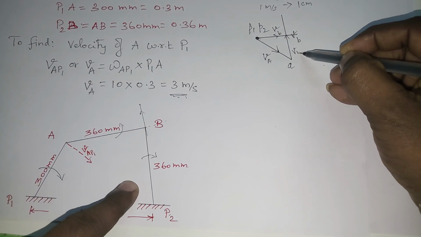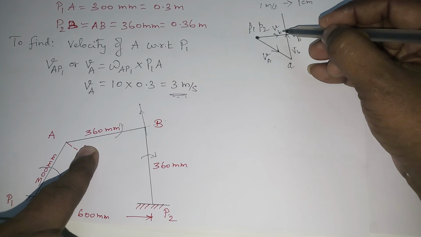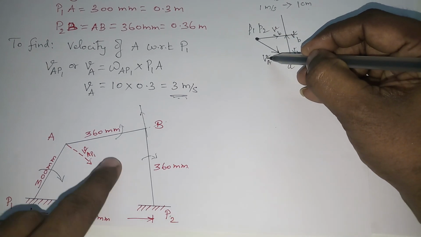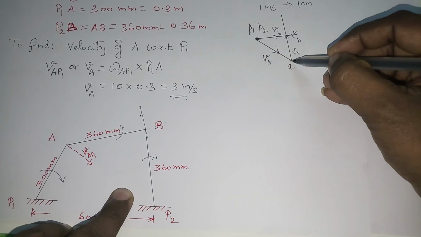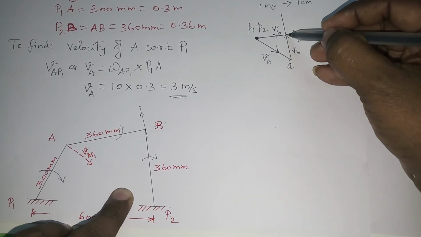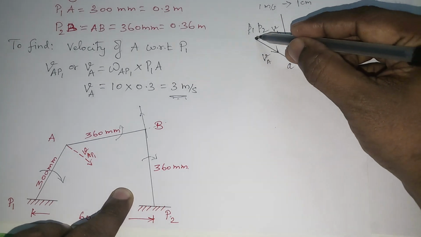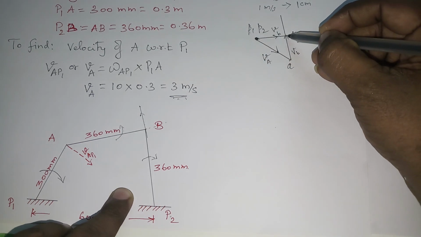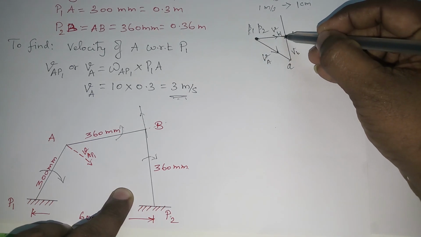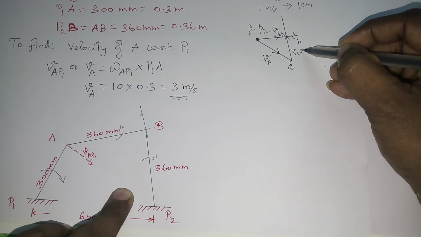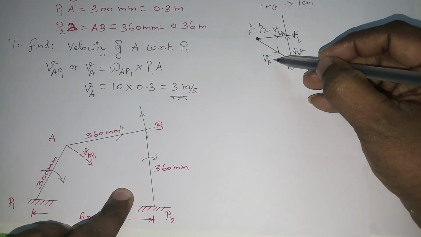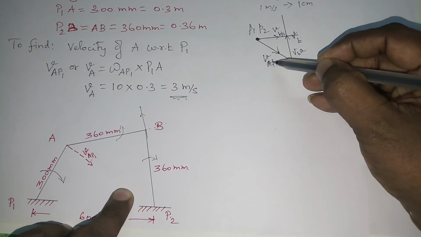Okay, and this one is VA, VP1, A, AB, and this is P2B. Okay, BP2, and this is VBA, and this is AP1. Okay.